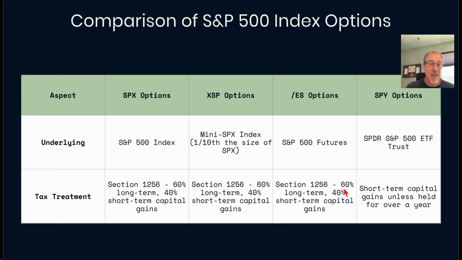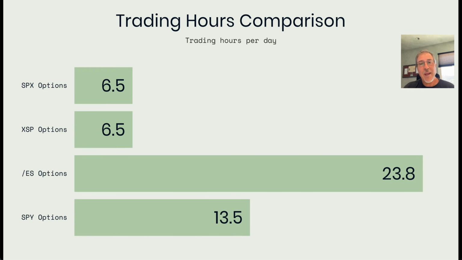So this is a favorable tax treatment, but again, confirm with your own tax professional how it might be impacted in your account and the type of account you're trading in, because if you're trading in an IRA or something, this may have no bearing whatsoever. And then in SPY, all of your gains are considered short-term capital gains, assuming, of course, that your trade lasted less than 1 year. So let's look at trading hours.